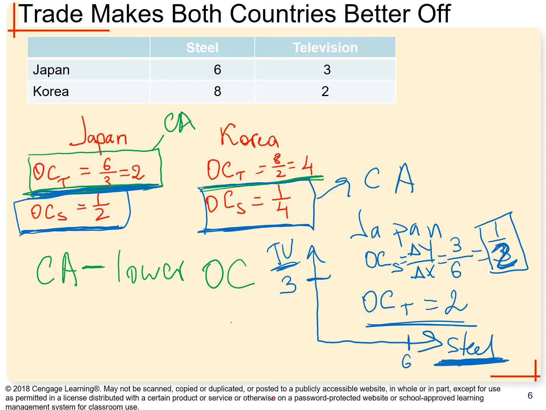So I'm going to stop over here. Please make sure that you know what comparative advantage is. How do we calculate opportunity cost? Please know this formula, delta Y over delta X. And we're going to continue in the next video.